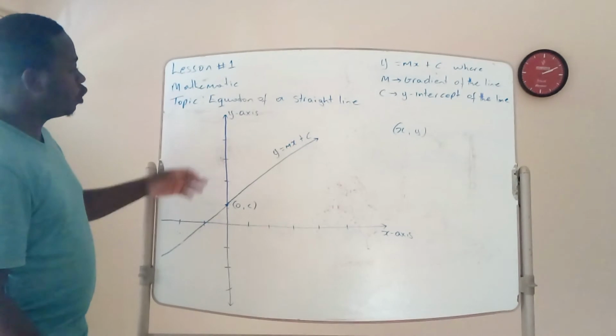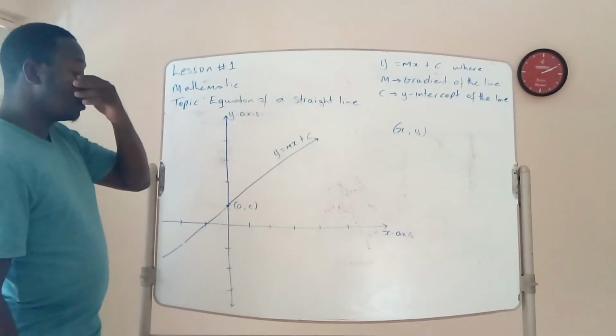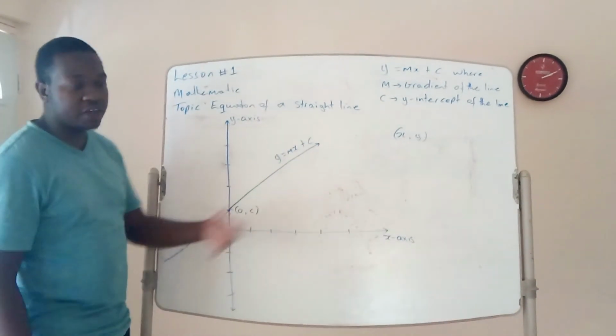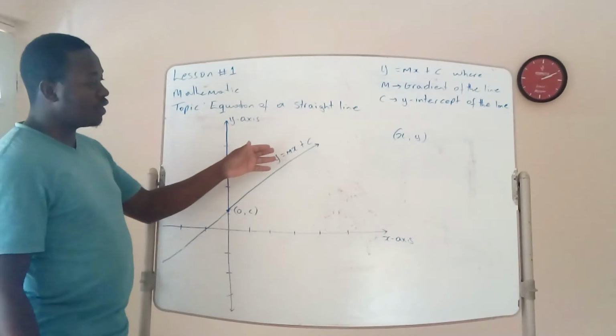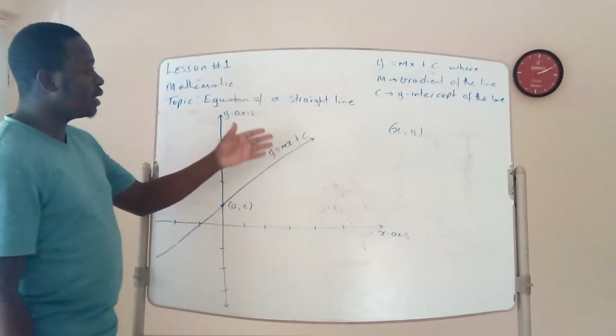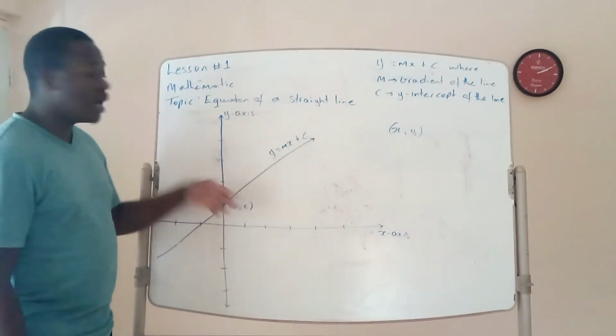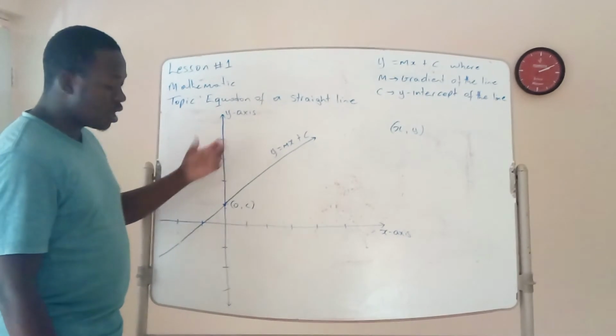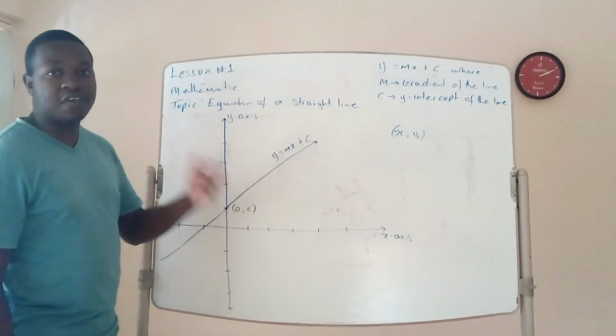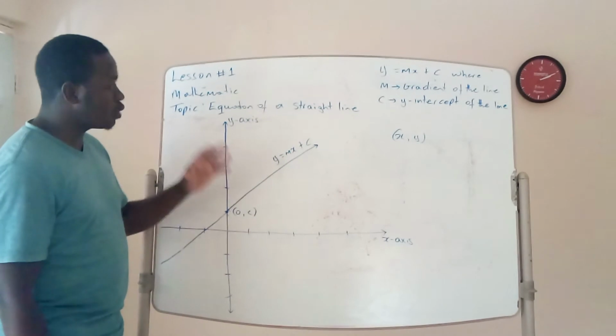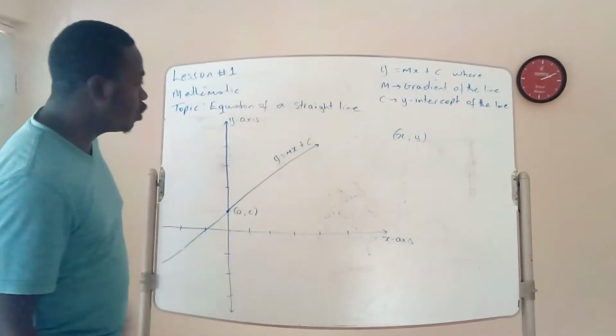Now, our objective for today is to identify or state the gradient of an equation and the y-intercept value, and also the coordinate of the y-intercept given a specific equation. And we're going to look at an example.